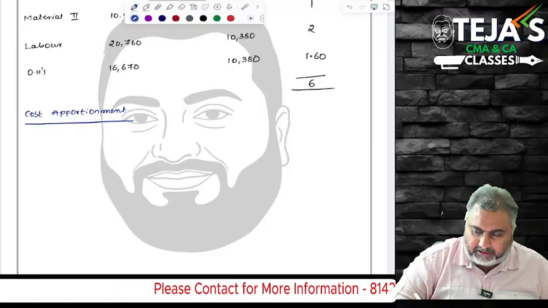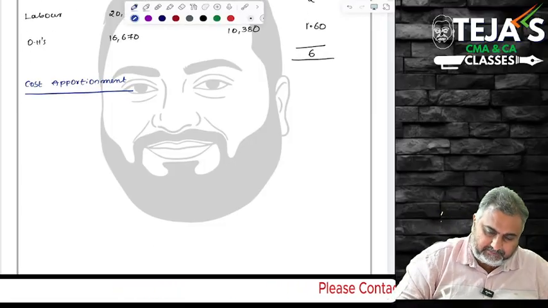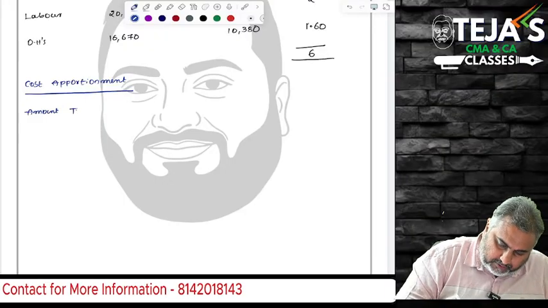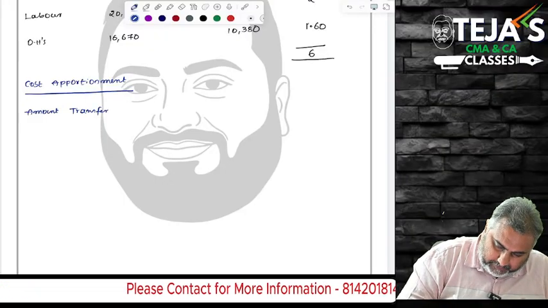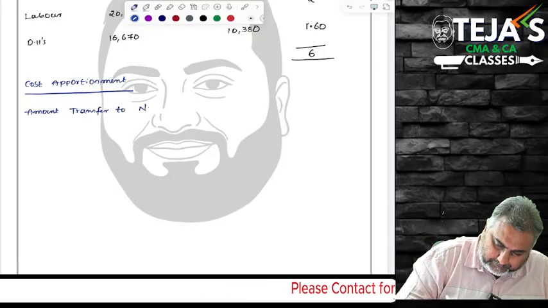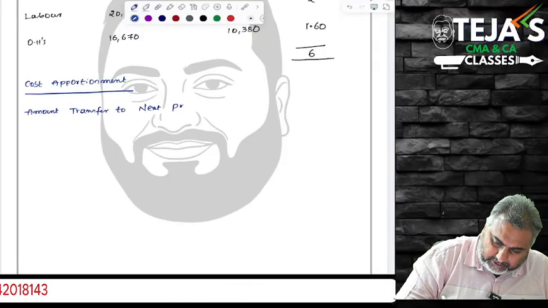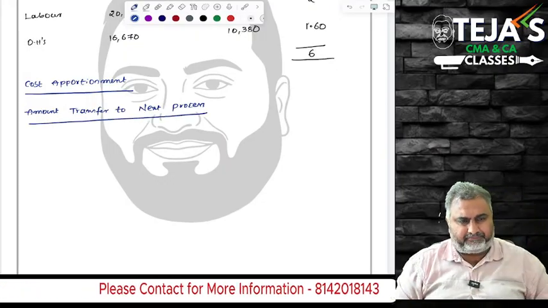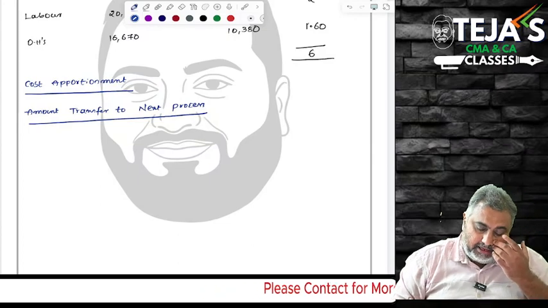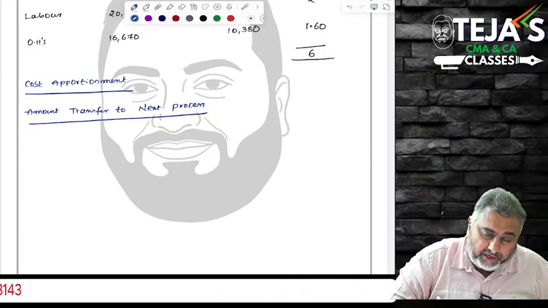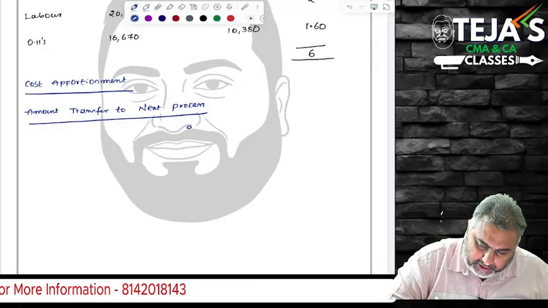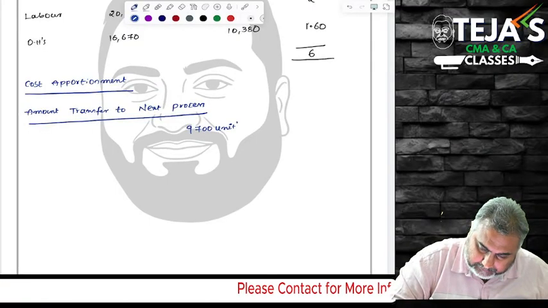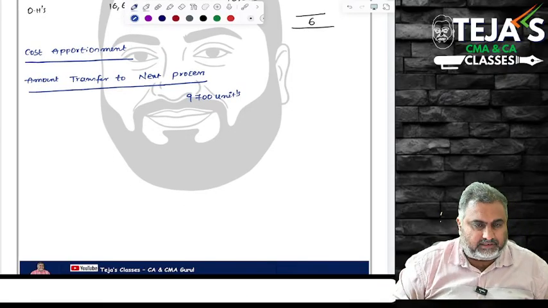This is very important under first in first out. Concentrate. First, the amount transferred to next process. Here we are doing first in first out. Totally how many units are you transferring to the next process? 9,700 units, correct?